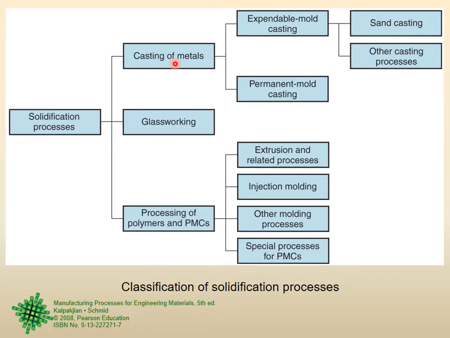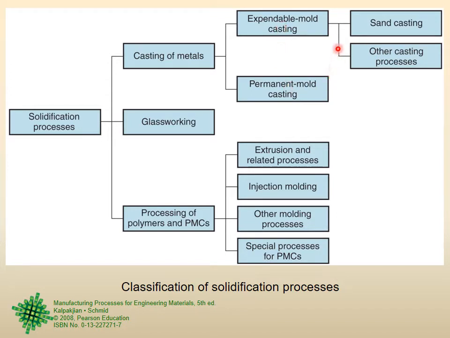Casting of metals, as we just discussed a little while earlier, is expendable mold and permanent mold. All those casting methods where the mold can be broken, where the mold is used only once, are expendable mold. And all those casting methods where the mold can be used again and again, where it is permanent and not broken, are permanent mold. We will study both of these kinds. In expendable mold, the most popular in the world is sand casting. And then there are other casting processes which are expendable mold, right?